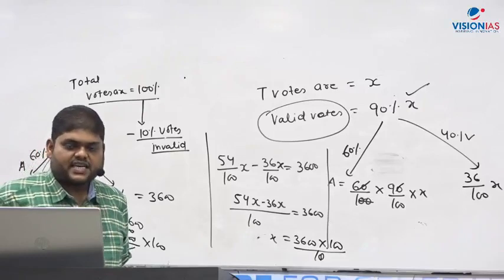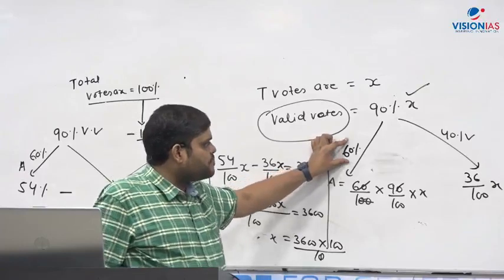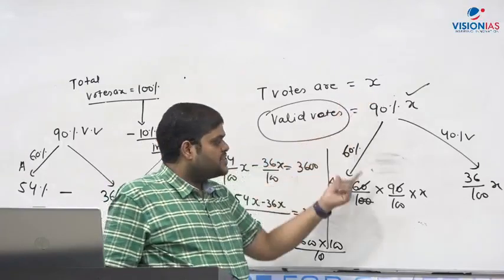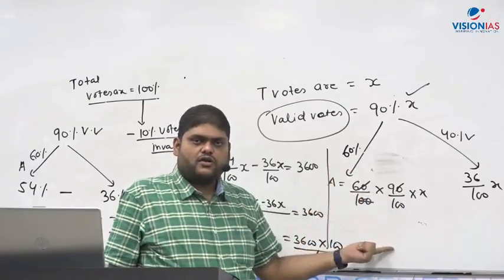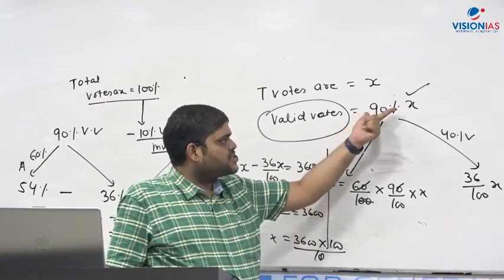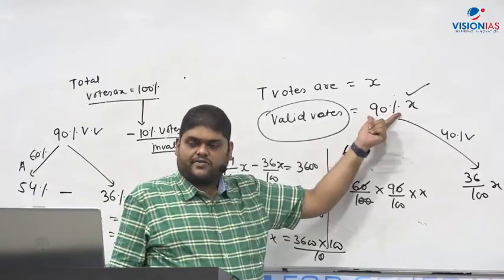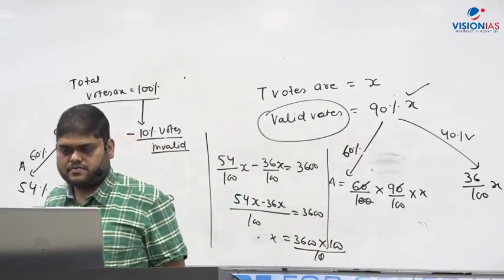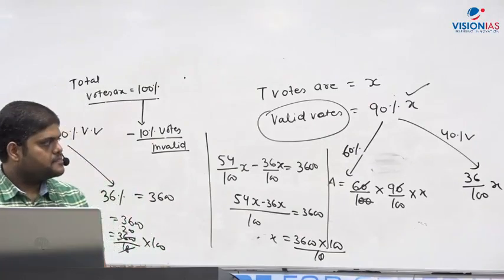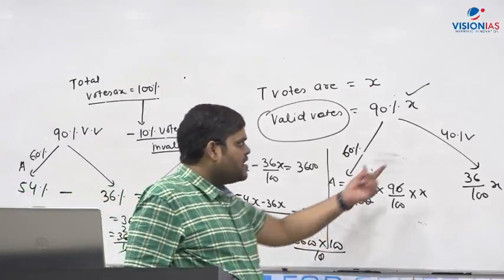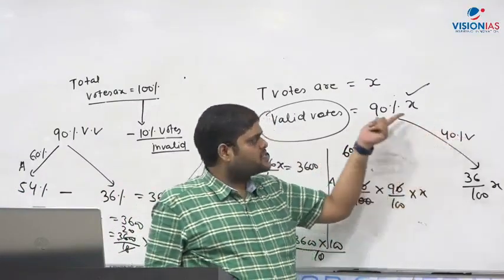Okay, somebody is asking if A got 54% of valid vote. No. He is getting 60% of valid vote, not 54%. This value is coming as 54. He is getting 60% of valid vote, which is given in the question. And now B, when he is getting 60% of valid, the other person will get 40% of valid.